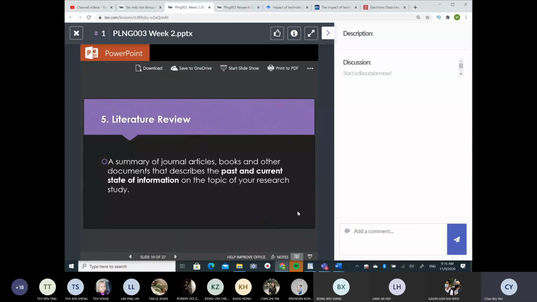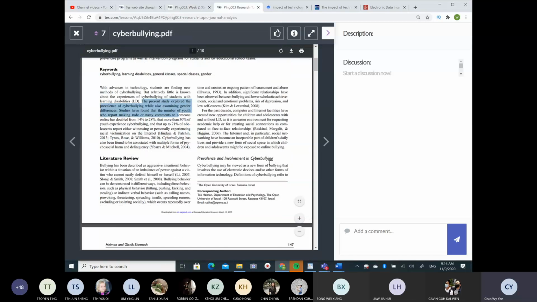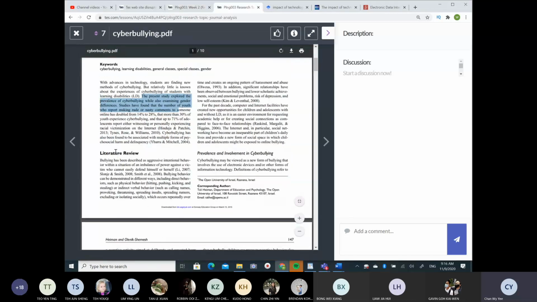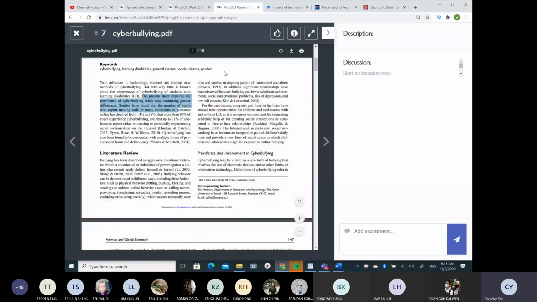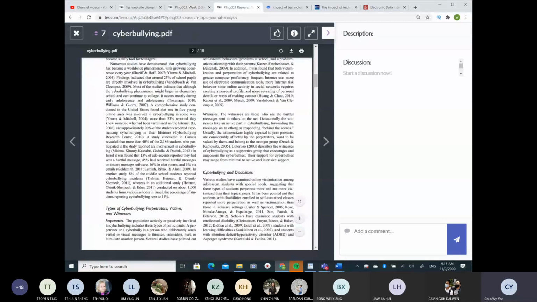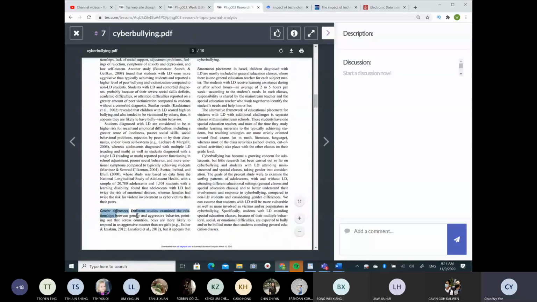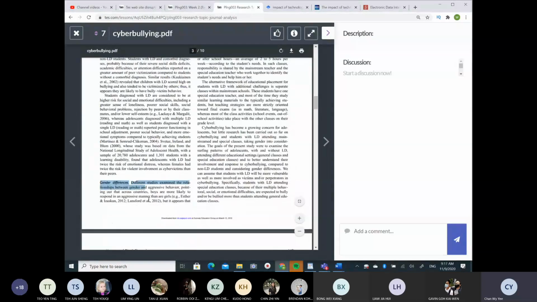Okay, now we look at literature review. A literature review is a summary of journal articles, books, and other documents that describes the past and current state of information on the topic of your research study. So if you look at literature review, it is a summary of past studies. That is why you can see different themes like prevalence and involvement in cyberbullying, types of cyberbullying, disabilities. So you can see it is organized in a thematic manner.